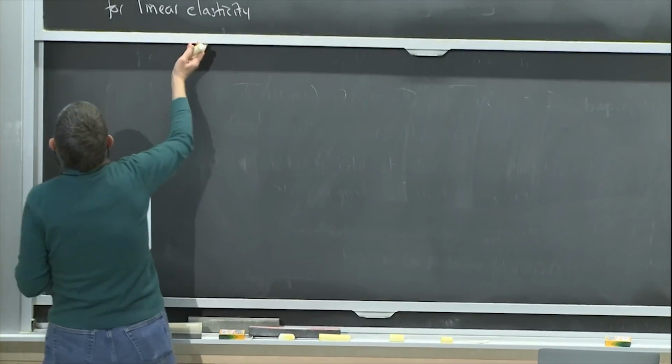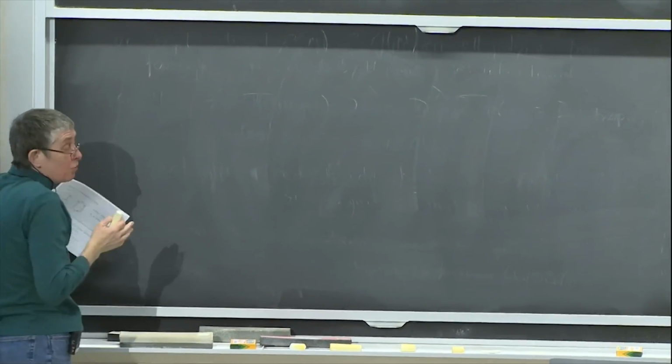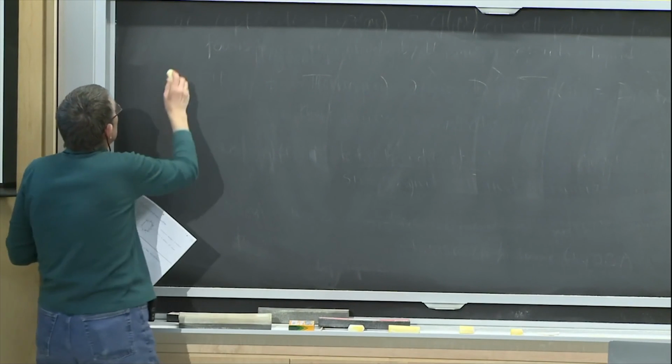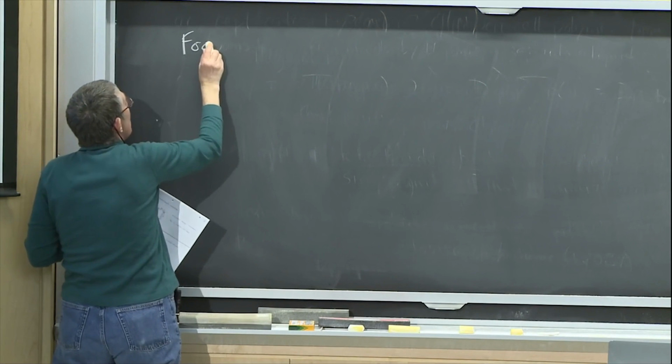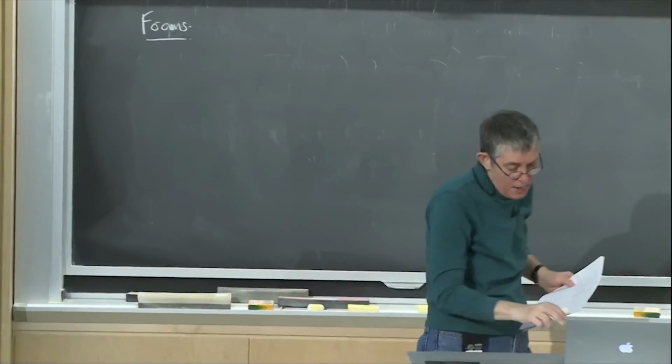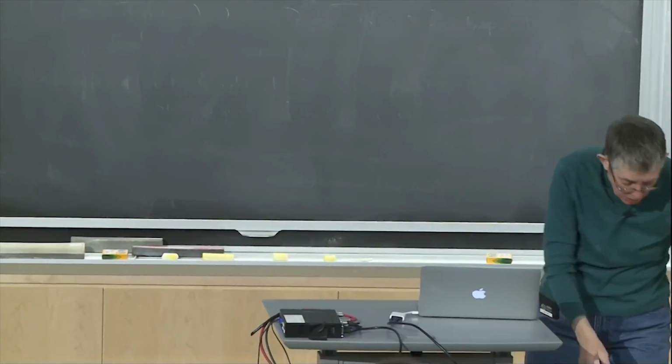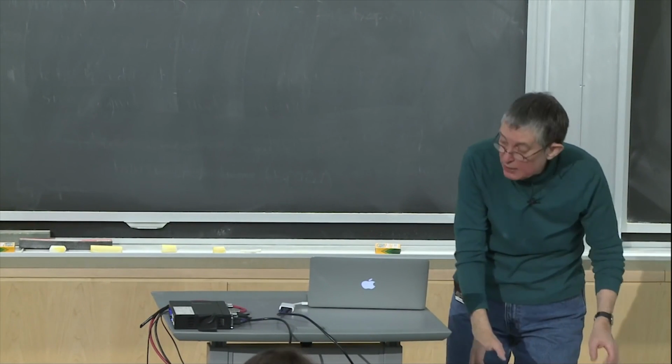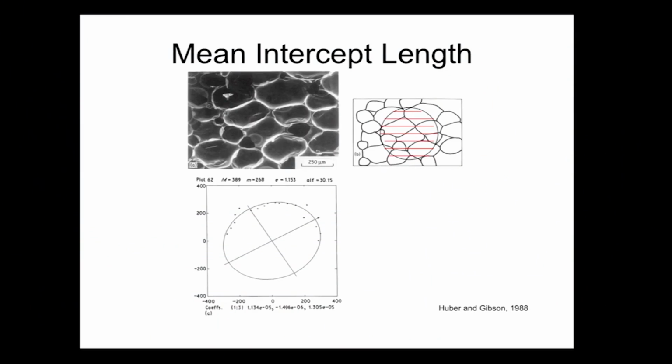So it's fairly straightforward to characterize the cell shape for the honeycombs. It's a little more involved to do it for the foams. And the technique that's used is called the mean intercept length. At least that's one technique that's used. So let me wait until you finished writing, because I want you to see the picture as I talk about it. Okay.